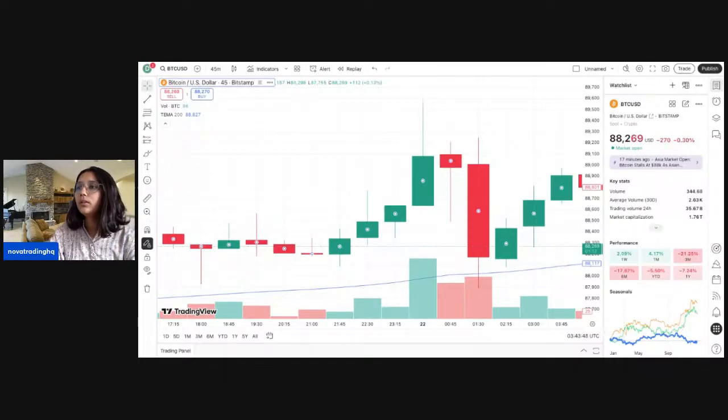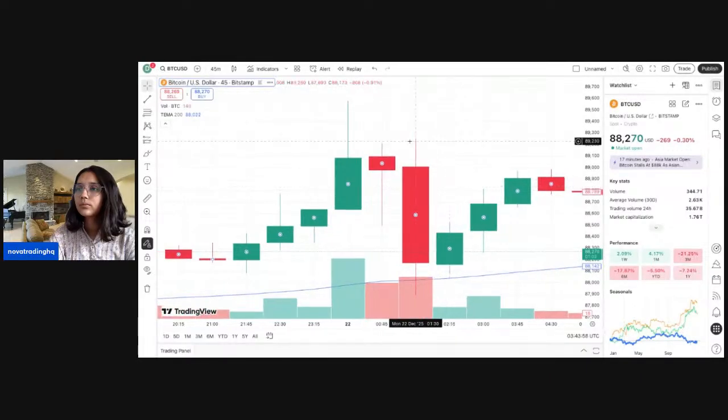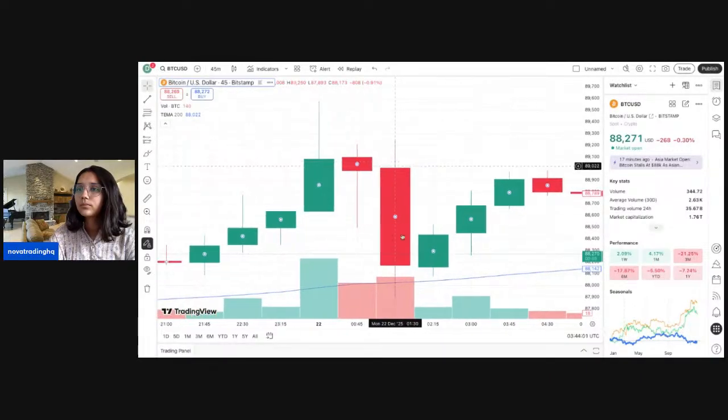Now look at the third candle, right? This is a big whopping red candle, right? What does this basically mean?